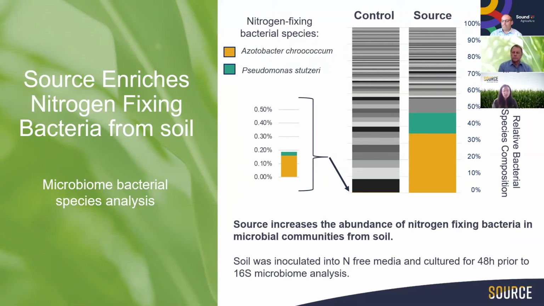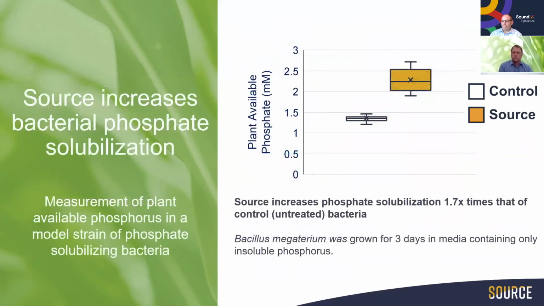Switching over to the phosphate side, we know that SOURCE is activating phosphate solubilization, unlocking that P that was made unavailable from previous application. And the way that we measure that in the lab is in the form of plant-available phosphate in a control and in a treated environment, treated with SOURCE. So you see here in the presence of SOURCE, the available phosphate is about 1.7x that of the untreated control bacterial sample, giving us a very good indicator that increased plant-available phosphate means an increase in phosphate solubilization activity.